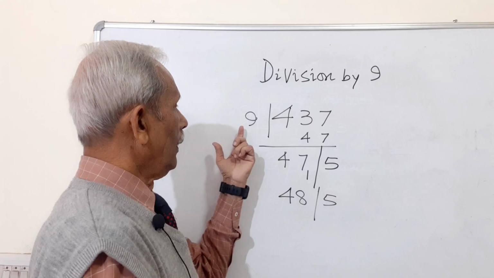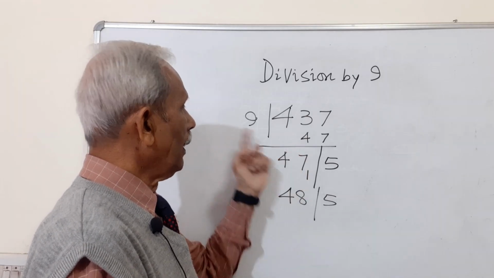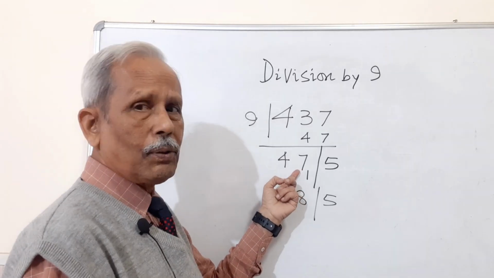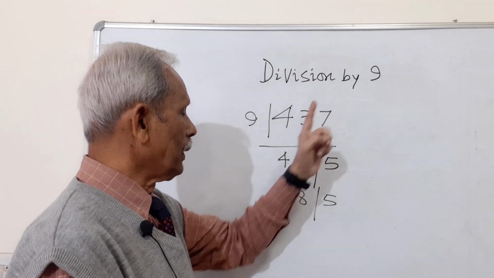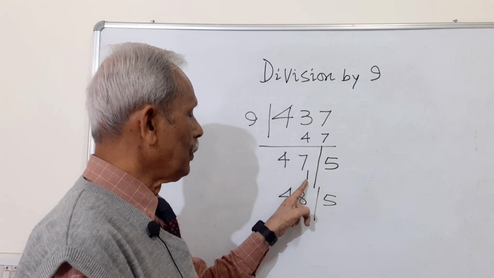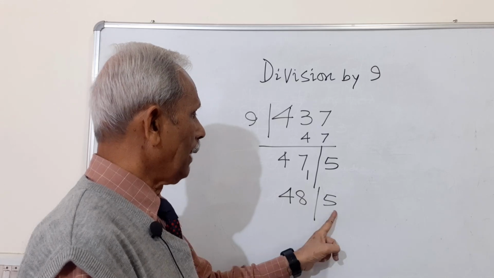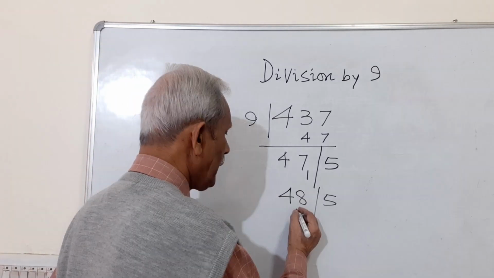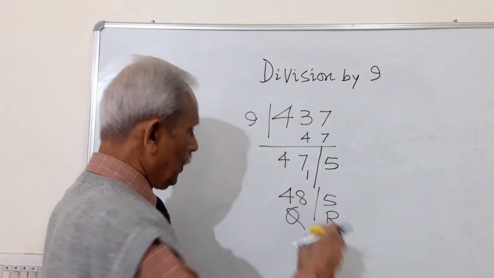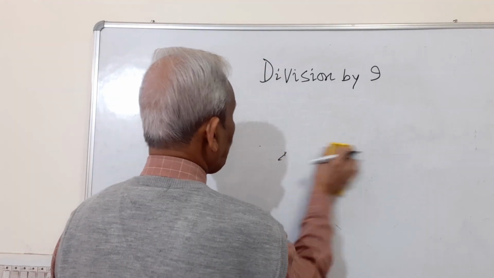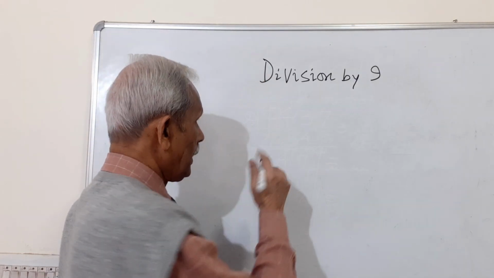Beautiful. 4 down here. 4 into 1, 4. 4 plus 3 is 7. 9 does not go into it. Just write down 7 here. 7 into 1, 7. Put 7 here. 7 plus 7, 14. 9 goes 1 time into it. 14 minus 9, 5. Write 5 here. 4, 7, 4, 8 and 5. 48 is the quotient and 5 is the remainder. Beautiful. So let me see another bigger number now. Just follow me so that you can really master it.